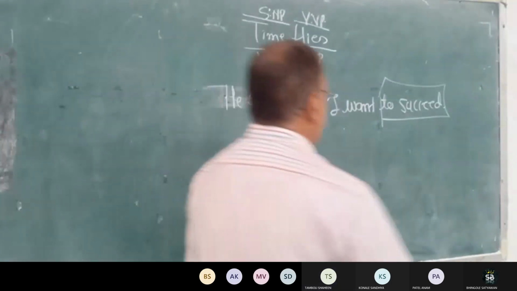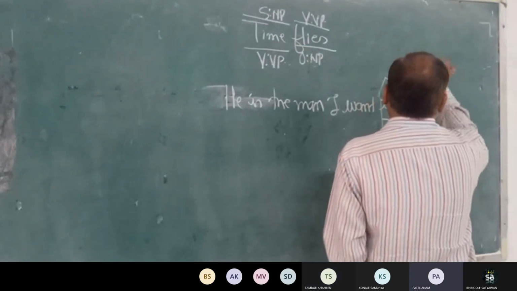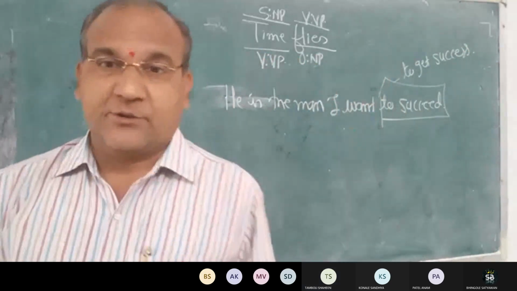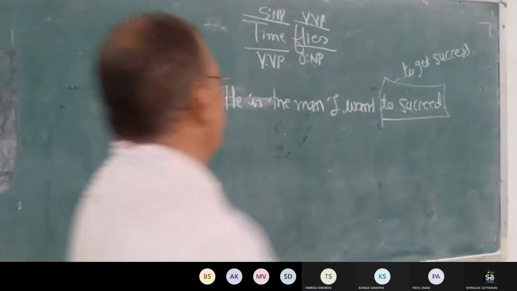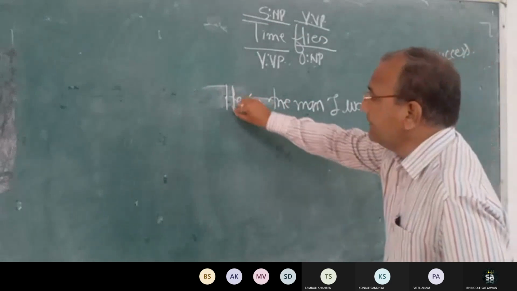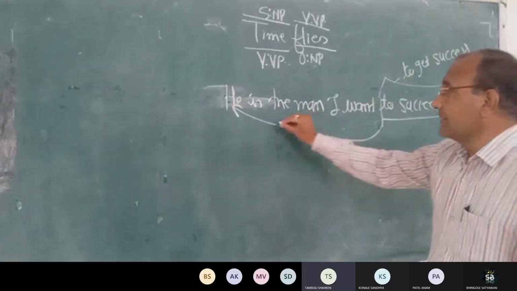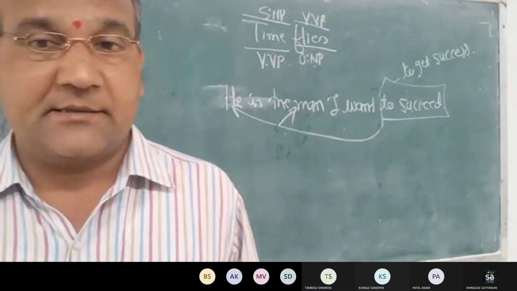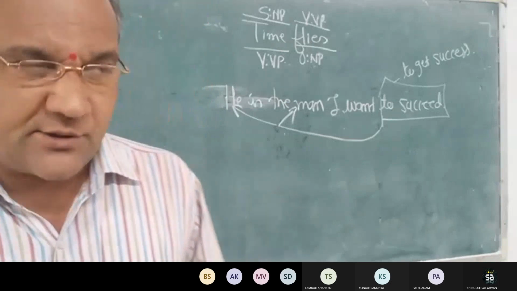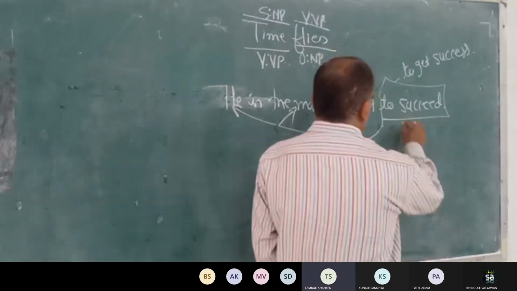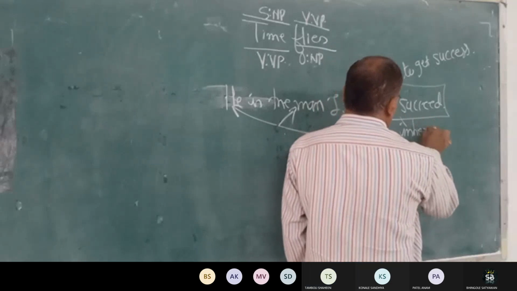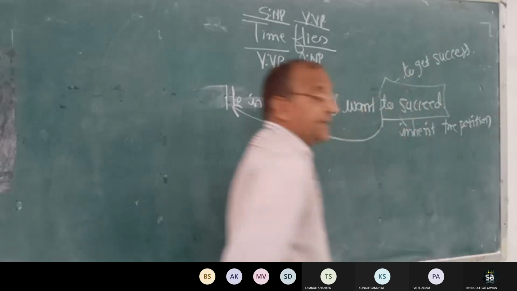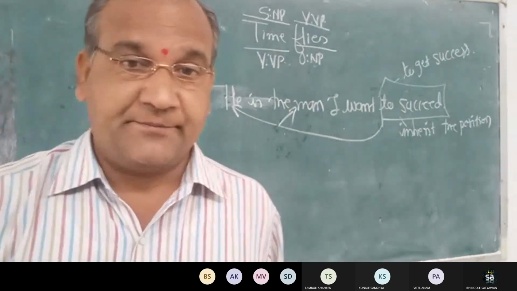One meaning is to get success. So I want him to succeed, or the man to succeed. I want the man to get success. Right? One meaning. Succeed also has another meaning. It is to inherit the position or office.